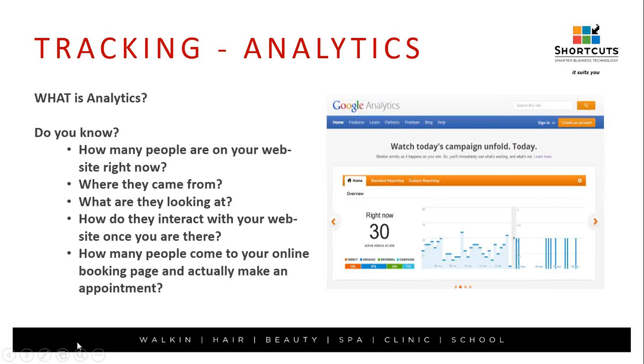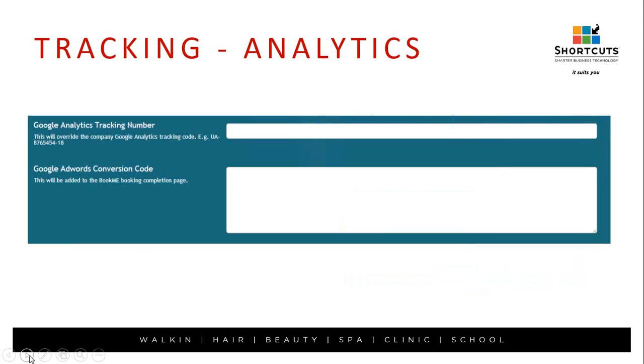So Google Analytics is great, and it's a great way to be able to track. All we need to do, when you set up an account with Google Analytics, is go to your company settings, where we were a second ago, and you'll see there's a Google Analytics tracking number. You just need to type that in. When you sign up for your Analytics account, you'll be provided with a tracking number, and that tracking number just needs to go in that box there.